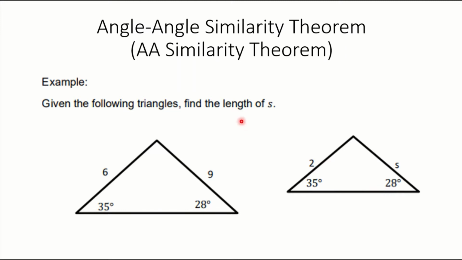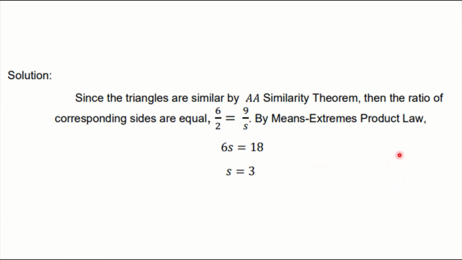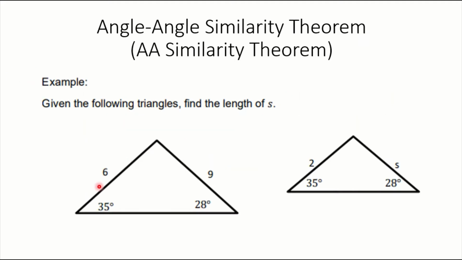But the question is, what is the length of the value or the value of S? Since ito po yung nawawala. So, this is the solution. Since the triangles are similar by AA similarity theorem, then the ratio of corresponding sides are equal. 6 over 2 is equal to 9 over S. So 6 over 2, since they are the proportion, and 9 over S.